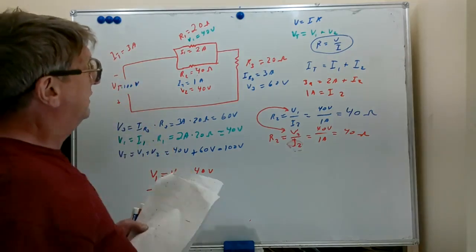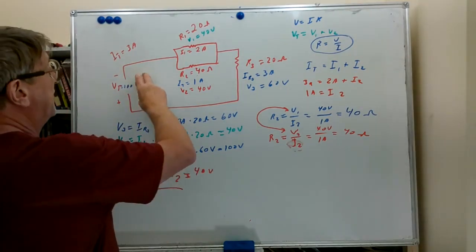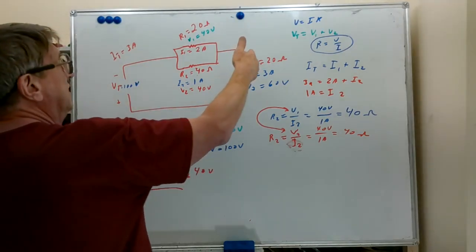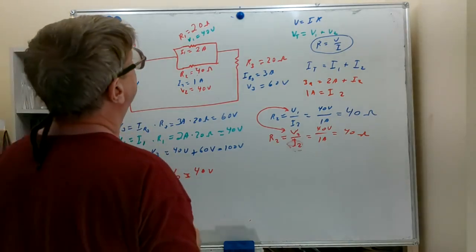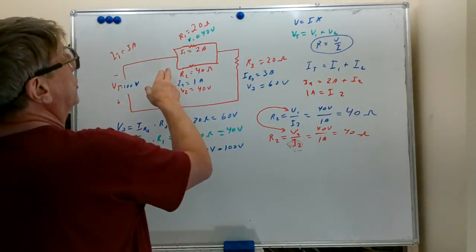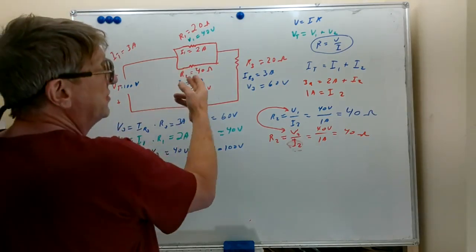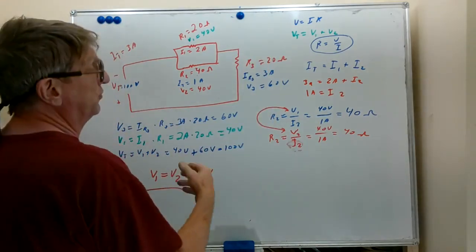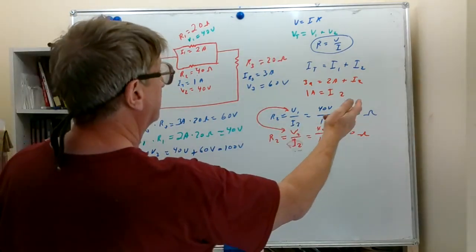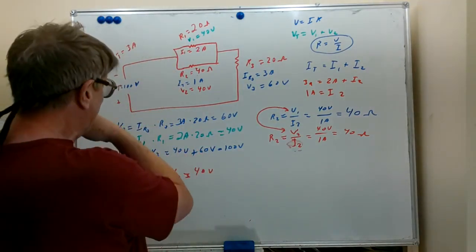Okay, I think that covers that one. We've analyzed that pretty well. We found our applied voltage by calculating this voltage and this voltage and summing them up. We found our resistance here by using the current divider formula, and the resistance equals voltage divided by current. We used that formula to come up with what R2 was.